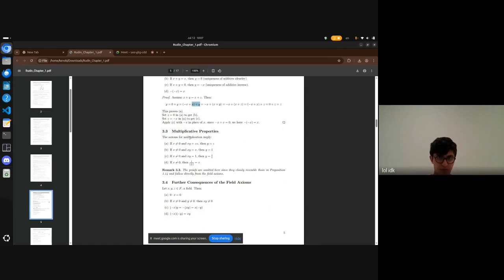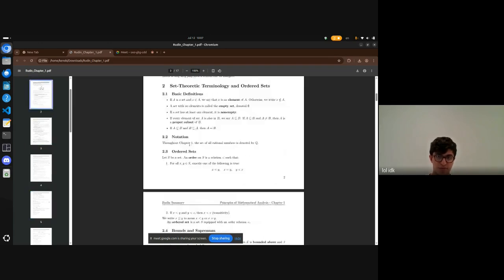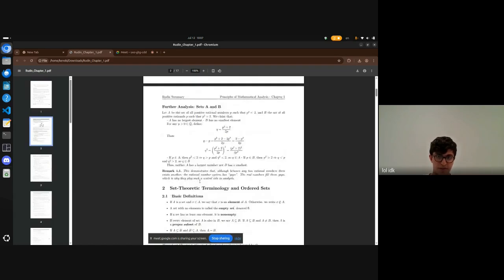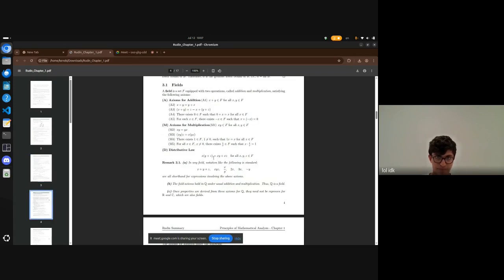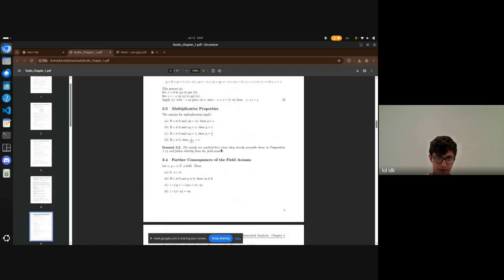And we have the following axioms for multiplication, the following properties for multiplicative laws. We get that if x is not equal to 0 and xy equals xz, then y equals z. This is what I wanted to show, because in the first part, to get q squared, p squared is less than q squared. That's what we needed to do. Then we can use this property over here. Okay. If x is not 0 and xy equals x, then y equals 1.